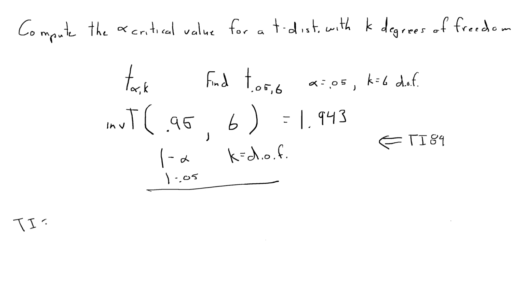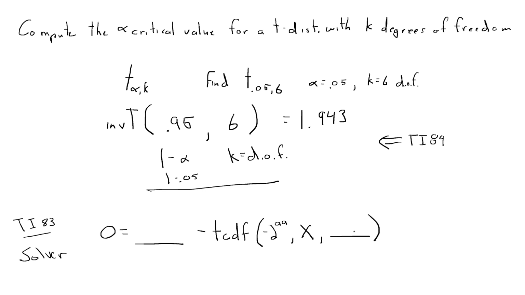Now, if you have, say, a TI-83 or a TI-84 that doesn't have the option, you can always use the solver on the calculator. Now, the solver requires you to type in a nice long line that would start with 0 equals something minus TCDF, a negative 2 to the 99, comma an x, comma something, and then we'll go through some other steps, and eventually we'll hit the alpha button and the enter button, and that'll give us our solution. Now this second number we got to fill in is our degrees of freedom. So that's going to be 6, and our first number is our 1 minus alpha, so it'll be the 0.95.